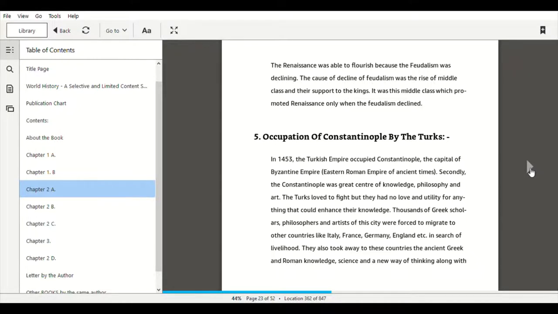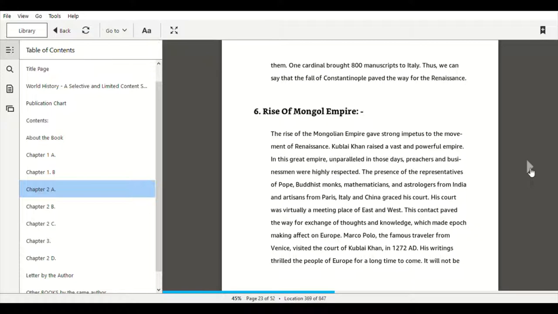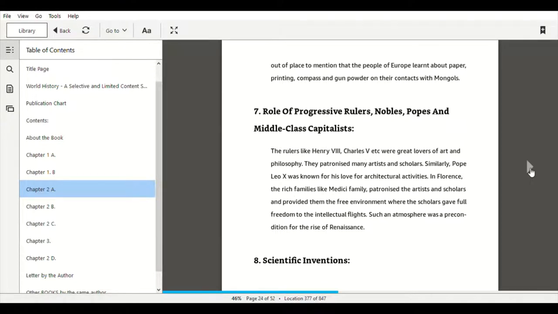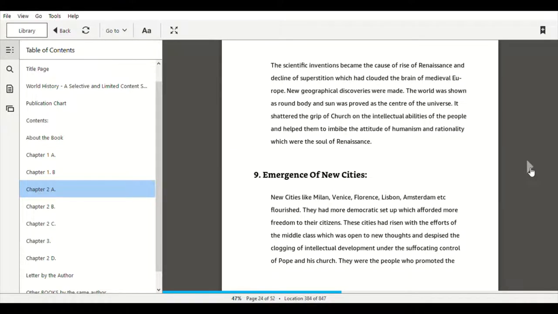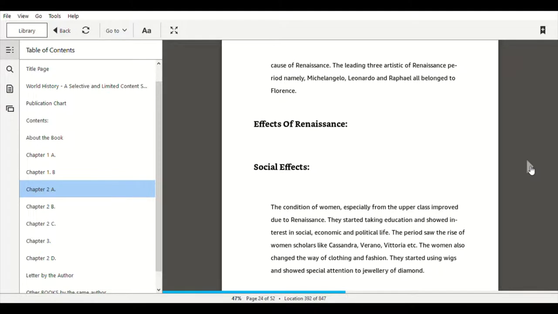After that, the next topic is rise of Mongol Empire, then role of progressive rulers, nobles, popes and middle class capitalists. It required a lot of reading to understand this whole aspect, and somehow I have given you a very brief explanation of this point. Scientific inventions, well, this is the topic which virtually requires full understanding and a lot of illustration by the teacher, but for writing an answer in any examination, you have to be very brief. Then emergence of new cities, you have to understand this thing.